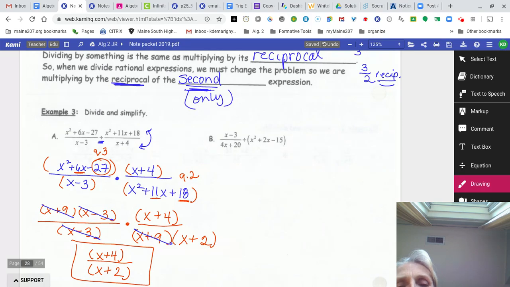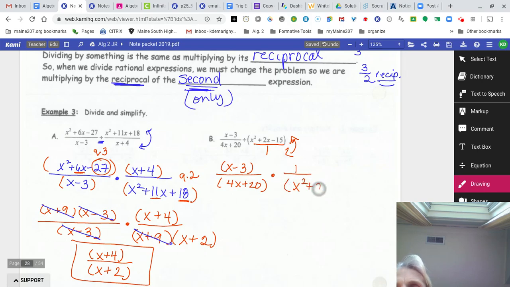The first thing I'm going to do is, I'm going to do this one a little bit differently. I'm going to put a 1 underneath this and make it a rational expression first. Then I'm going to take the x minus 3 and put parentheses around it. I'm going to take the 4x plus 20, put the parentheses around it. I'm going to change this to times, and then remember, I have to take the reciprocal of the second. Now, this one will become 1 over x squared plus 2x minus 15.